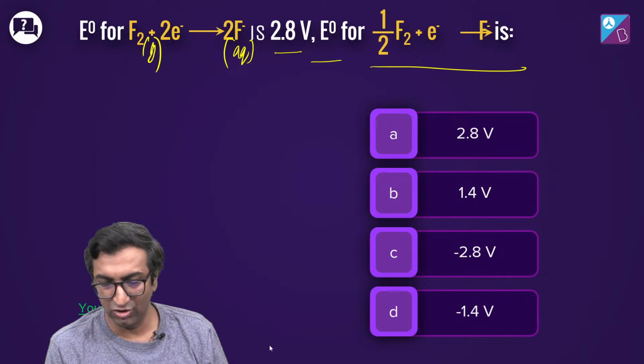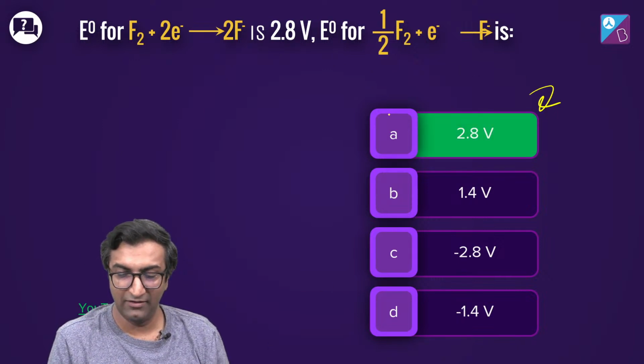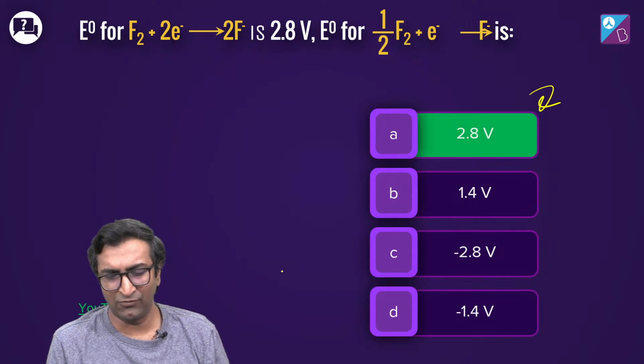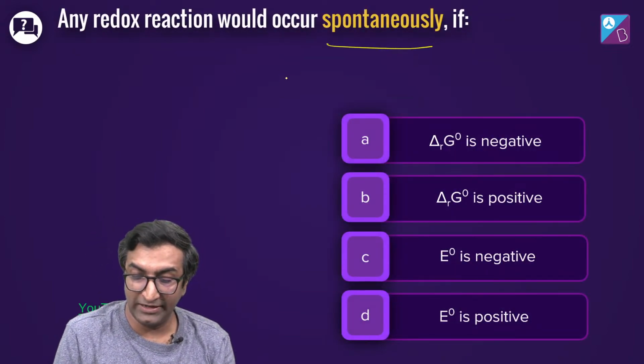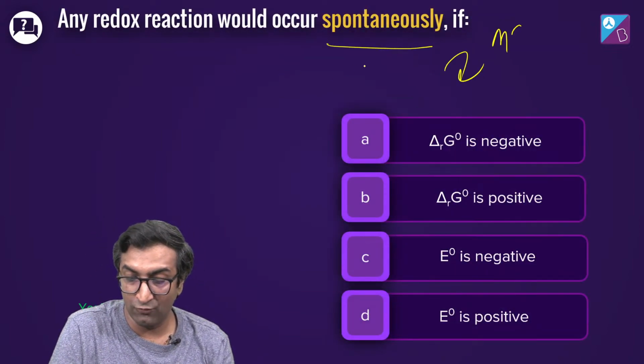It's not going to change, right? It's simply going to be 2.8. कोई फर्क नहीं पड़ने वाला है, right? If I take half करूँ 10 times करूँ, it's not going to matter. Next one. Any redox reaction occurs spontaneously if, and this could have more than one correct answer.